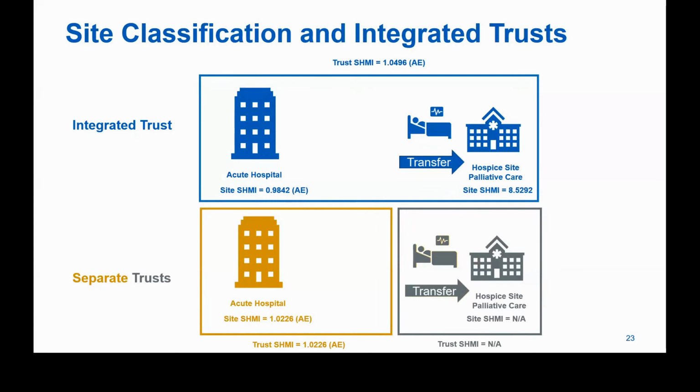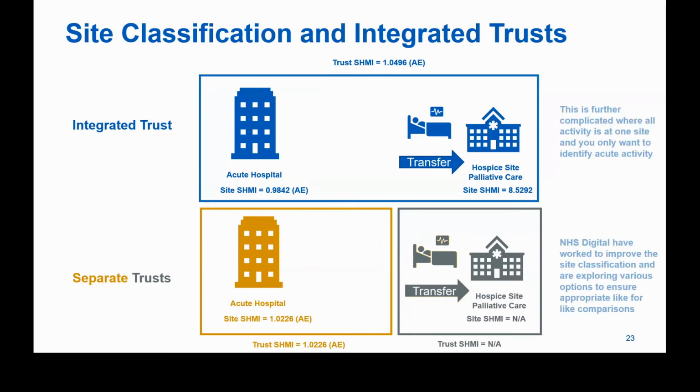So in that particular case, the site SHMI, if it's the only site within that trust, is the same as the trust SHMI. For that particular hospice site, because it's a specialist site, at present it doesn't actually get a SHMI value. It's excluded. If you remember that filtering exercise I talked about very early on in the SHMI presentation, it would be excluded at that point. So that makes a significant difference.